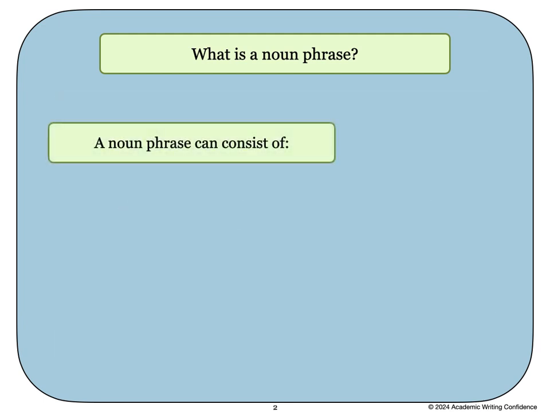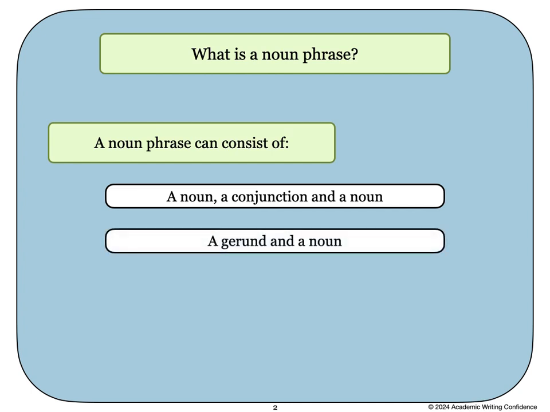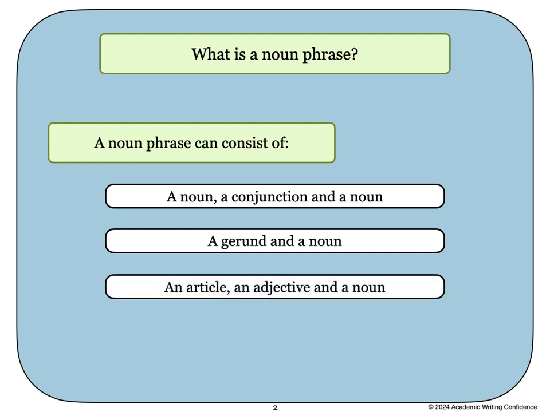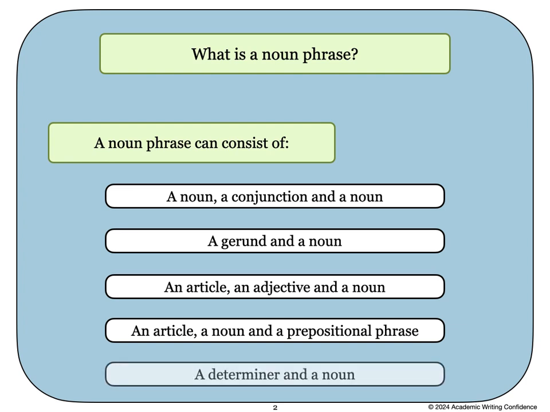A noun phrase can consist of several different things. A noun followed by a conjunction and then another noun. Or it could be a gerund and a noun. It can also be an article followed by an adjective and a noun. It can begin with an article followed by a noun and a prepositional phrase. And finally, a very simple form is a determiner and a noun. Let's look at a few examples of these different types of noun phrases.